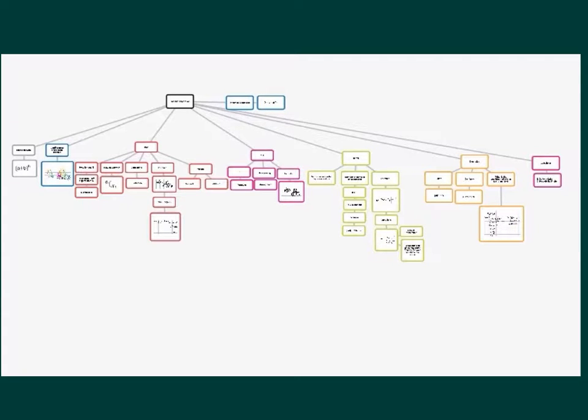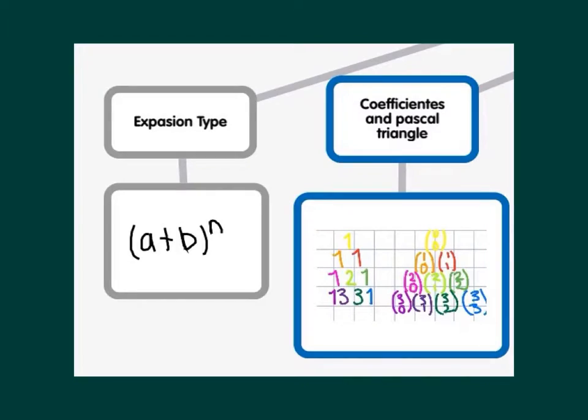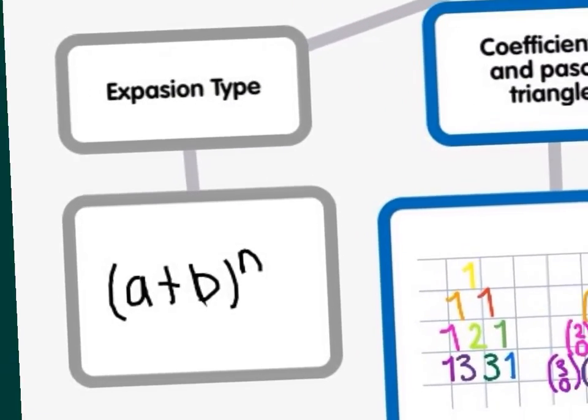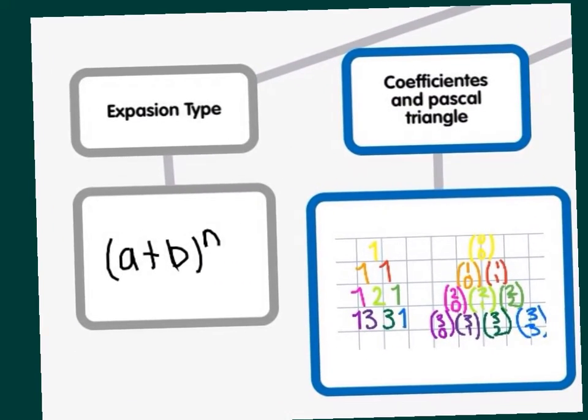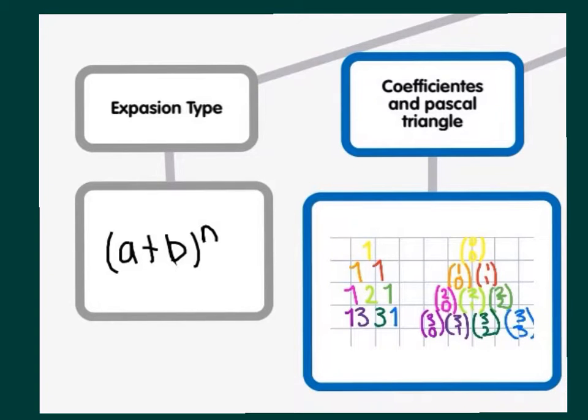In this video, I am going to explain the mind map on binomial expansion. We can see it is divided into 8 sections, in which we are going to talk about the different parts of the binomial expansion. First, let's talk about the expansion type, and then about the coefficients and the Pascal's triangle relation.